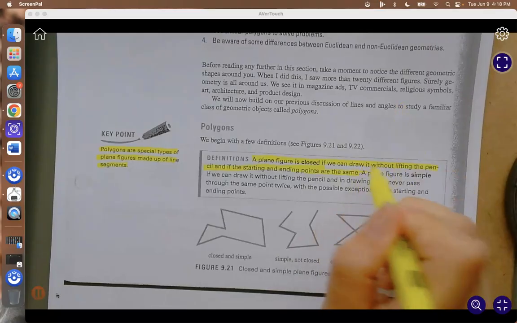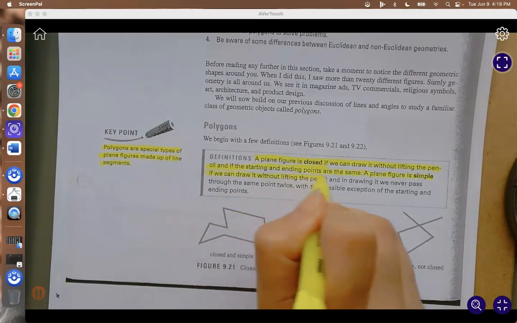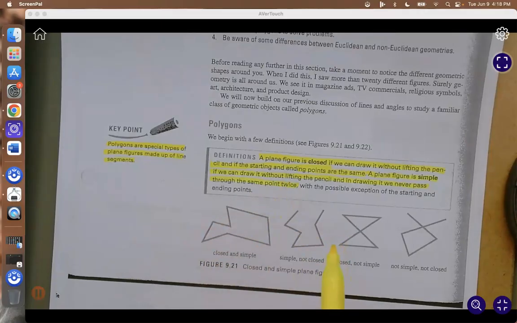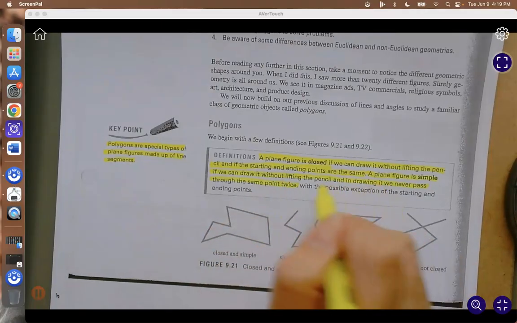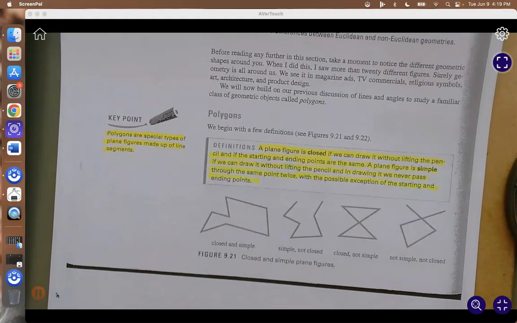A plane figure is simple if we can draw it without lifting the pencil, and in drawing we never pass through the same point twice, with the exception of the starting and ending point. So as long as we don't cross over any lines, it's simple. So this is simple, even though it's not closed. This is not simple because we cross over. So that's the difference between closed and simple plane figures.